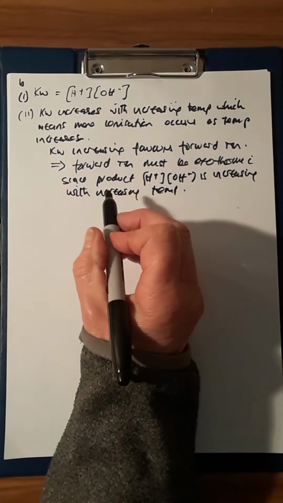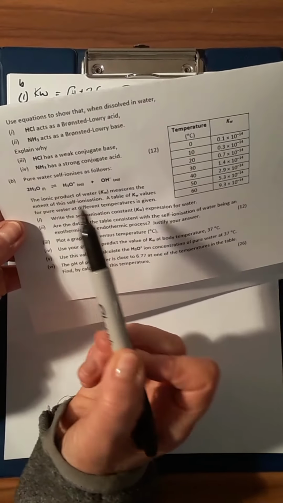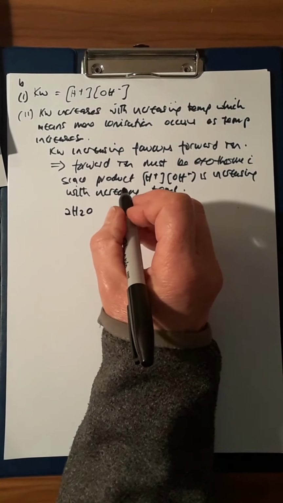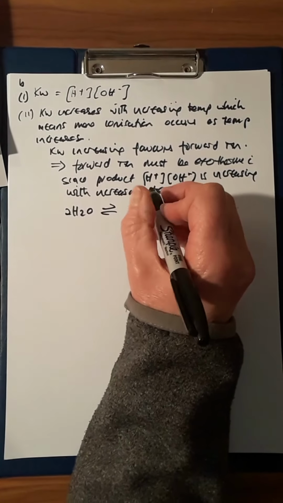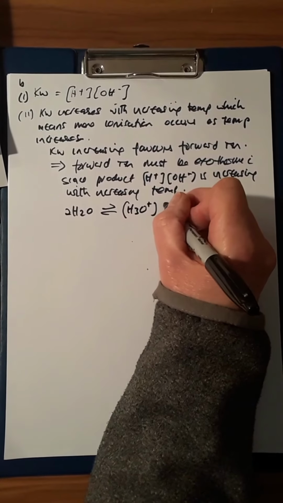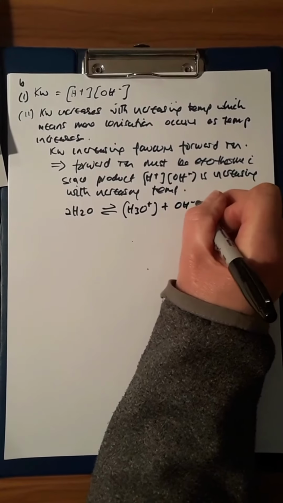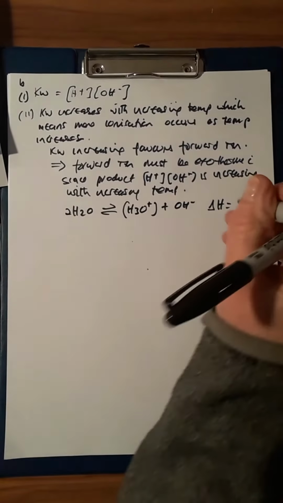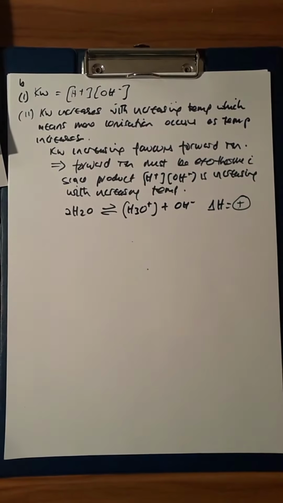So I could say, taking this expression on your question, that the two H2Os will give me H3O plus and OH minus, and my delta H is going to be positive. So the forward reaction is exothermic. Okay, third part of the question.